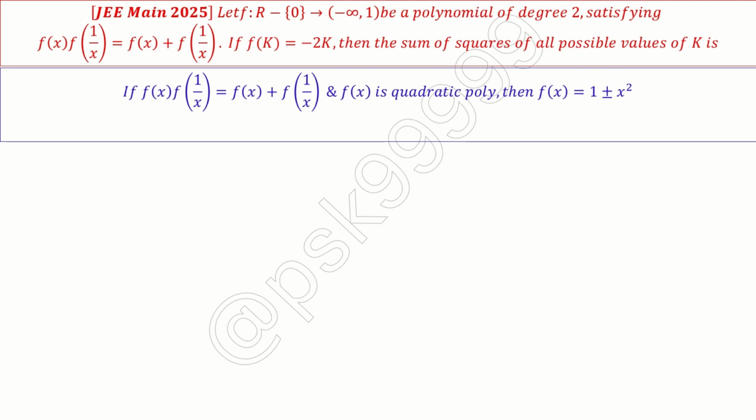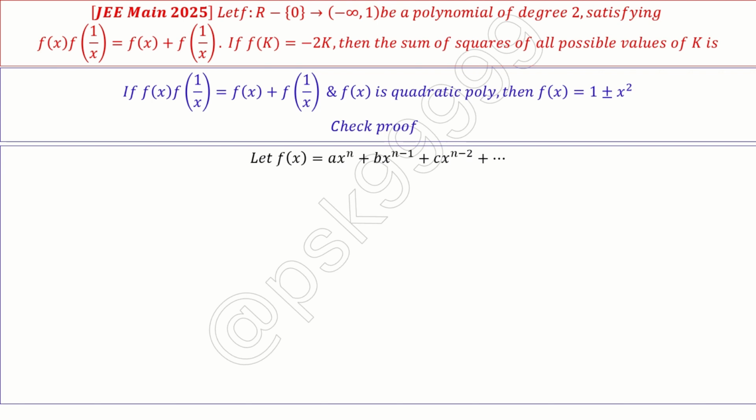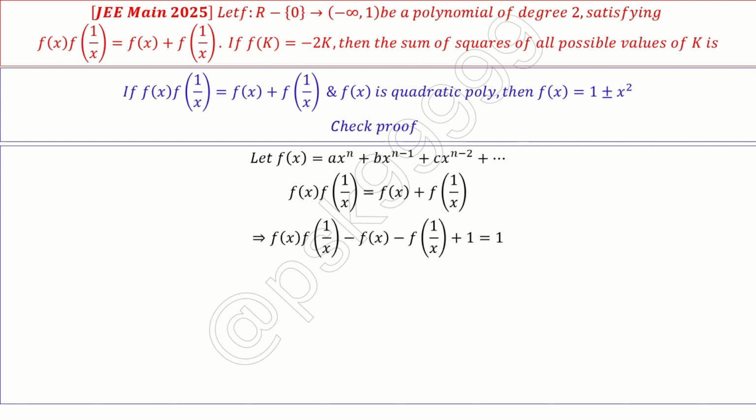Before going into the problem, let's see the proof of this one. If this is equal, how can we get f(x) equal to 1 plus or minus x to the power of n? Let's check the proof first. Let f(x) be a polynomial of degree n. Then f(x) times f(1/x) equal to f(x) plus f(1/x). I am taking the LHS terms to the other side and adding 1 on both sides. Why am I doing this? I want to factorize the RHS side. So this is what my equation looks like now.